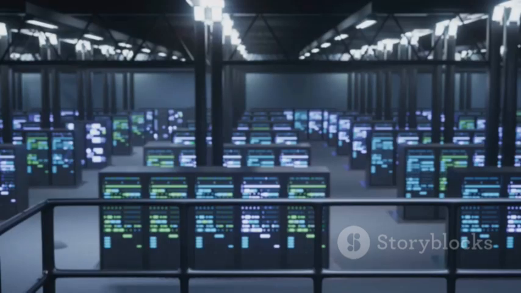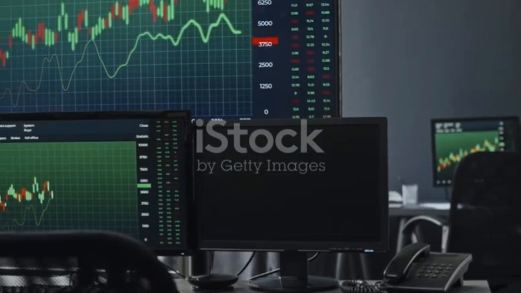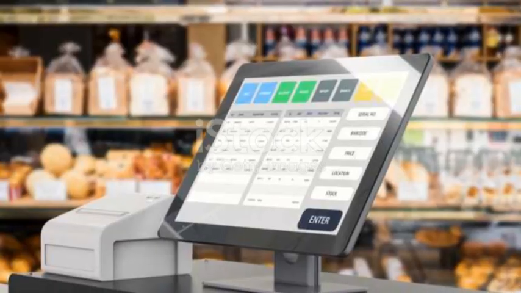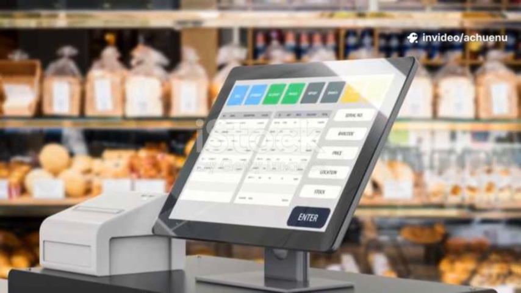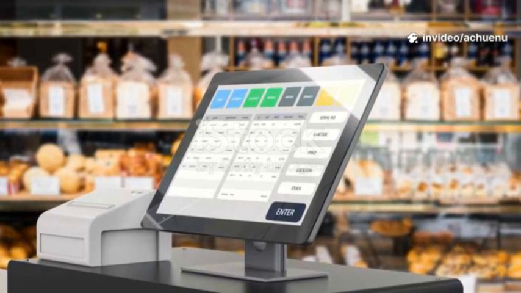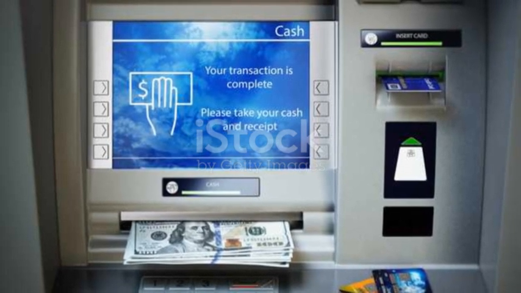A transaction processing system is a computerized system that records, processes, and stores data generated by business transactions. These systems are designed for speed and accuracy, and they operate in real-time or batch processing modes. For example, when you purchase an item in a retail store using a point-of-sale terminal, that is a transaction processed by TPS. Similarly, withdrawing money from an ATM is another form of transaction.